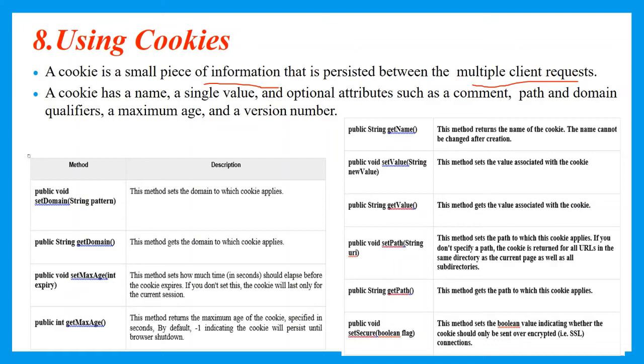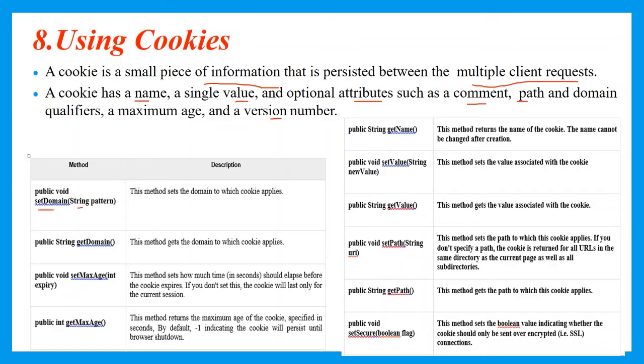The cookie can have a name, value, and attributes such as comment, path, domain, maximum age and version number. These are the different values which can be assigned to the cookies, or the information which can be seen on the browser. The different methods supported in the cookies are: the setDomain method takes one argument as a pattern.